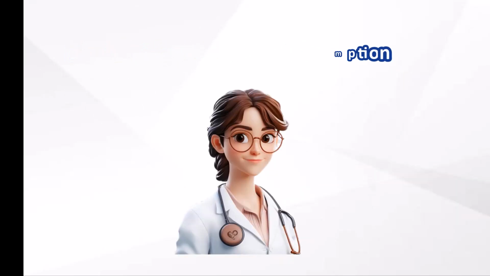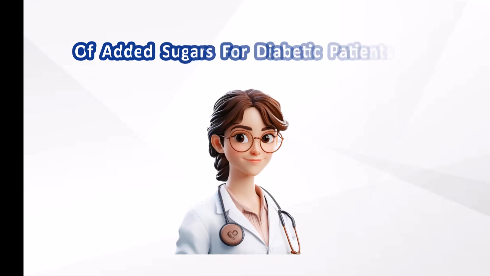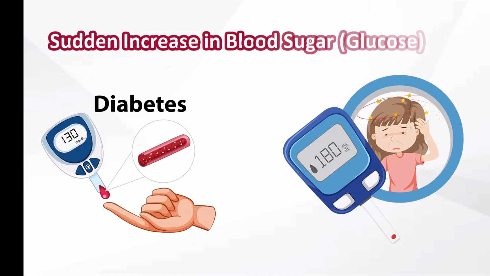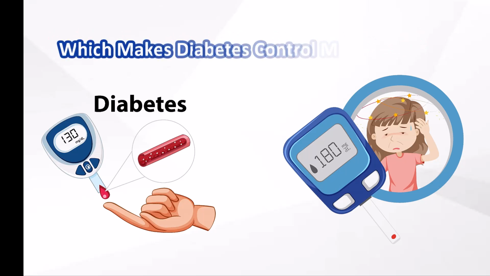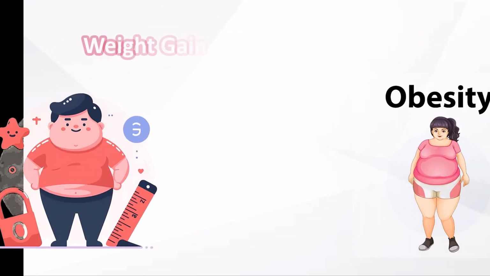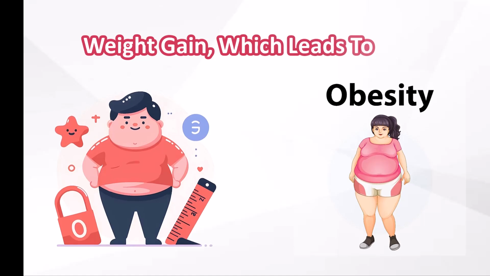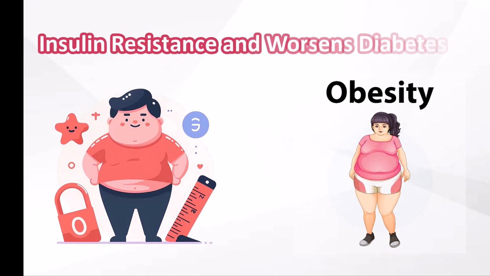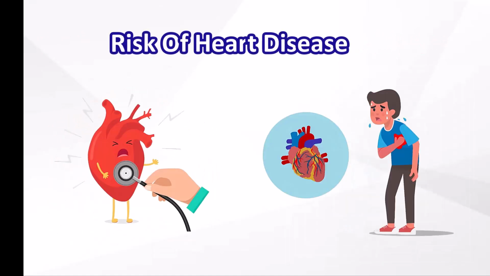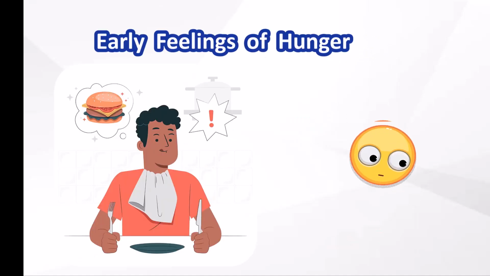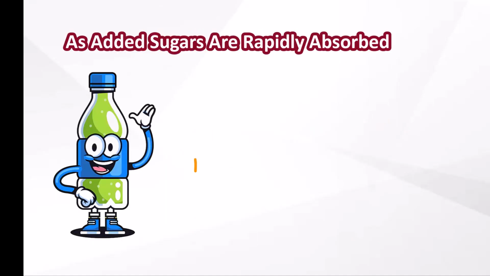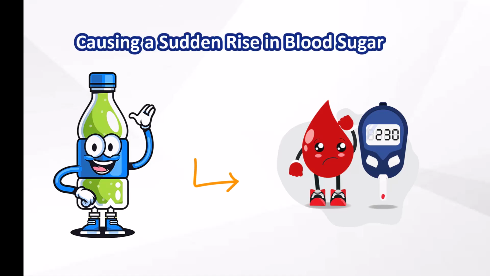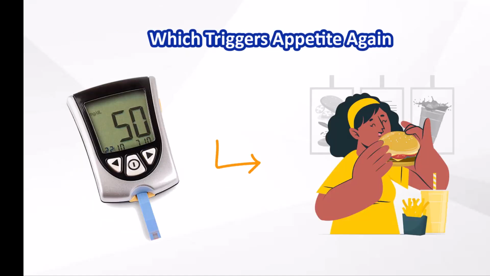Disadvantages of regular consumption of added sugars for diabetic patients. Sudden increase in blood sugar or glucose, which makes diabetes control more difficult. Weight gain, which leads to insulin resistance and worsens diabetes. Increased risk of heart disease and high cholesterol levels. Early feelings of hunger as added sugars are rapidly absorbed, causing a sudden rise in blood sugar, followed by a rapid drop, which triggers appetite again.